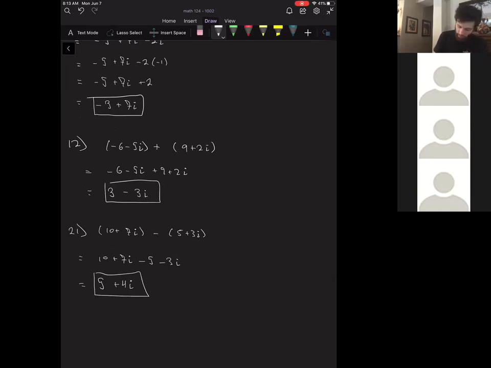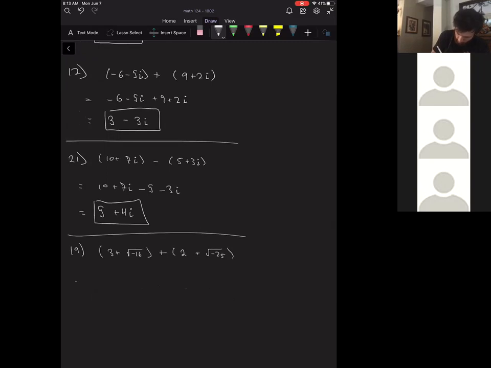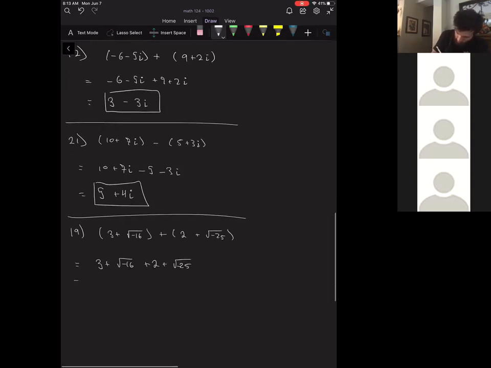Let's do about like 19. So this one wants us to do 3 plus square root of minus 16 plus 2 plus square root of minus 25. So in this problem, let's just first get rid of these parentheses. So we have 3 plus square root of minus 16 plus 2 plus square root of minus 25. Then we could say, well, this is going to be 3 plus, and getting rid of that minus sign, we have i square root of 16 and plus 2. And again here, i square root of 25.